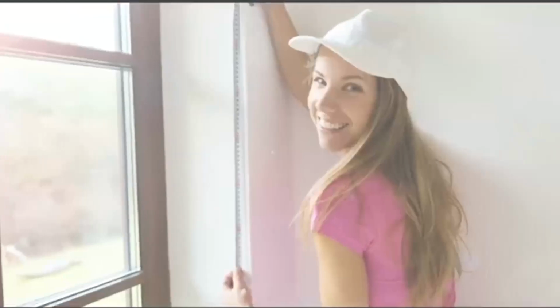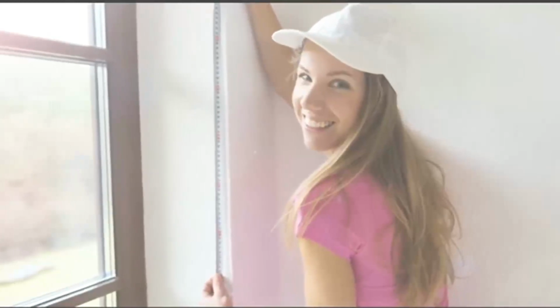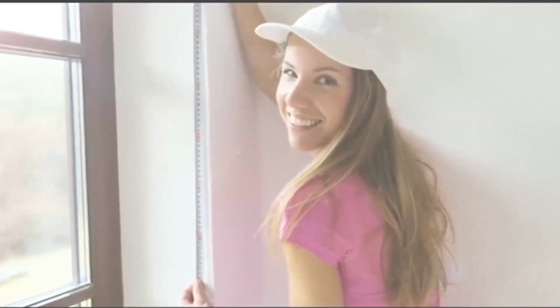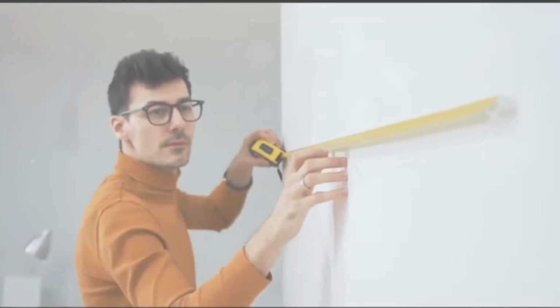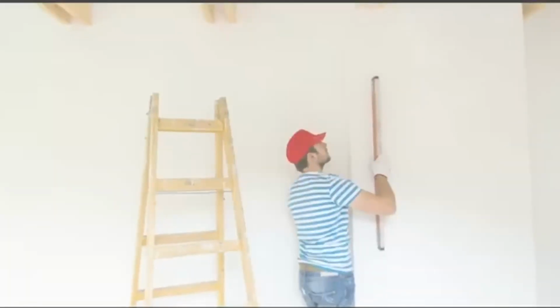Don't forget to account for windows and doors. Measure their height and width, and note the distance from the nearest corner or wall. If your room isn't a perfect rectangle or square, you'll need to measure the depth of any alcoves, recesses, or protrusions. Also, check your floor levels.